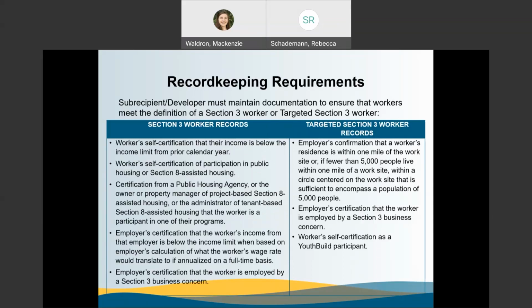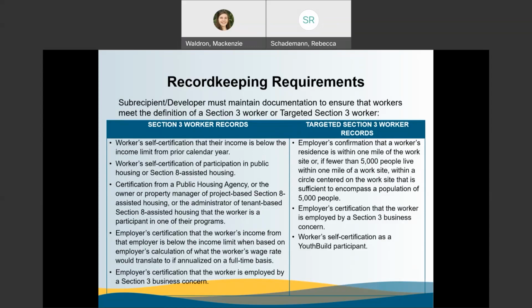Finally, documentation must be retained by the subrecipient or developer to ensure that workers meet the definition of a Section 3 worker or targeted Section 3 worker. For Section 3 workers, this documentation may include a worker self-certification that their income is below the threshold from the prior calendar year, a self-certification of participation in public housing or Section 8 assisted housing, certification from a public housing agency, or employer certification that the worker's income is of a certain threshold based on the worker's income from that employer, or that the employer certification is that the worker works for a Section 3 business concern. For targeted Section 3 workers, the documentation may include the following: an employer's confirmation that the worker resides within 1 mile of the work site or within whatever that distance may be to encompass 5,000 people within the work site.